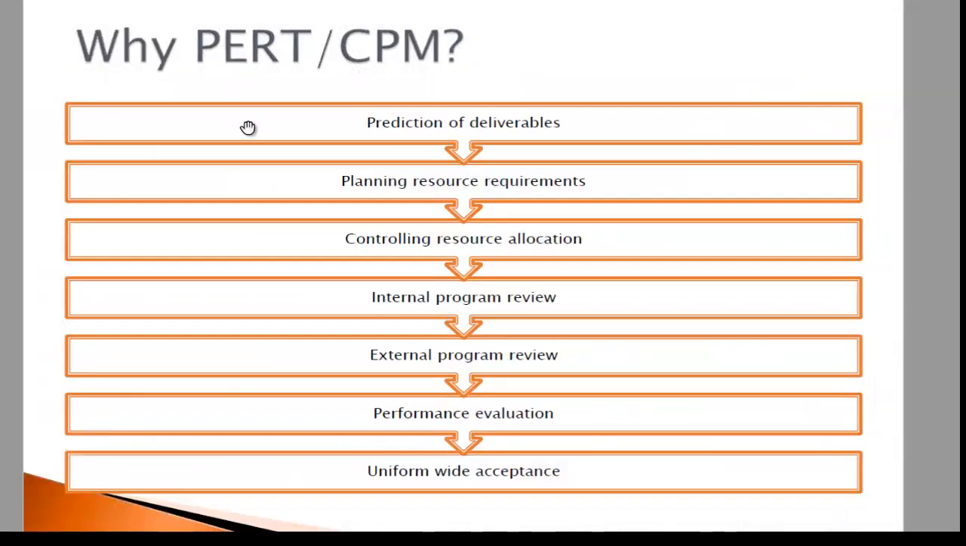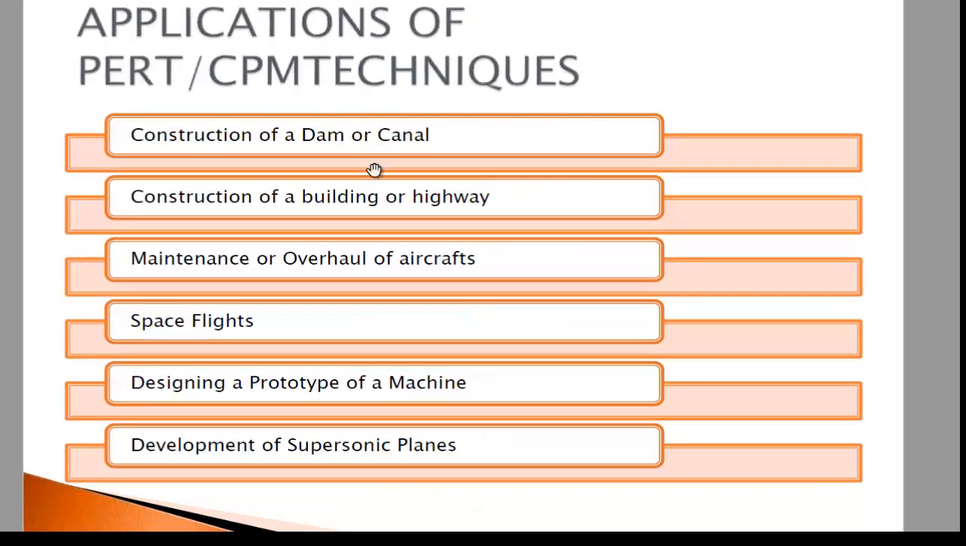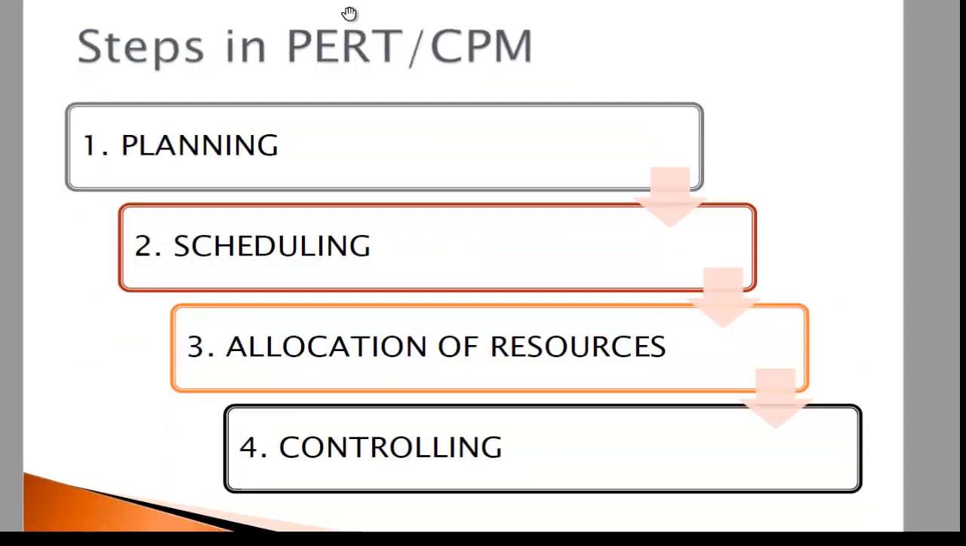So we use the PERT or CPM to predict the deliverables, plan resource requirements, control resource allocation, internal program review, external program review, performance evaluation, uniform wide acceptance, and all of these led to project management. And these are examples of the applications of PERT and CPM techniques. And these are the steps which are used in the PERT and CPM.